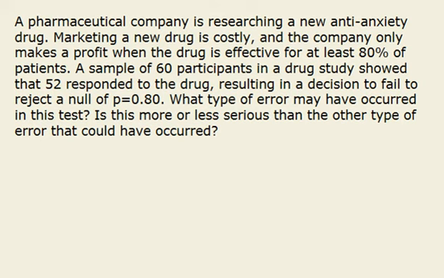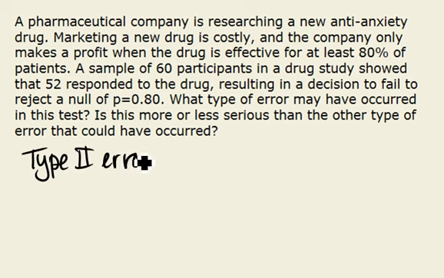We want to know what type of error could have happened when you do this test and you fail to reject the null, and is this more or less serious than the other type of error that could have occurred. So in a situation where you fail to reject the null, what could have happened is that you failed to reject the null, but you really should have rejected the null because the null was false. And that type of error is called a type 2 error.